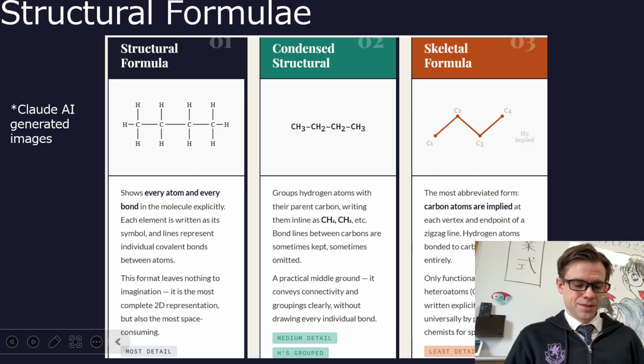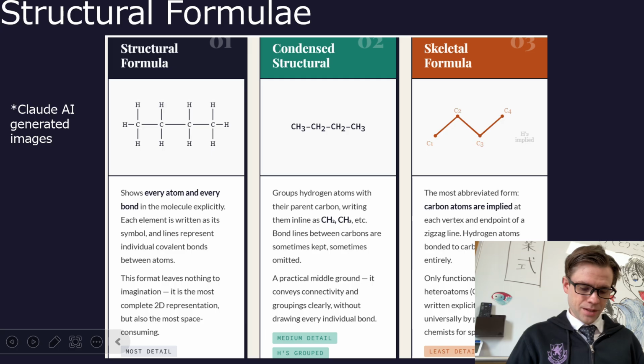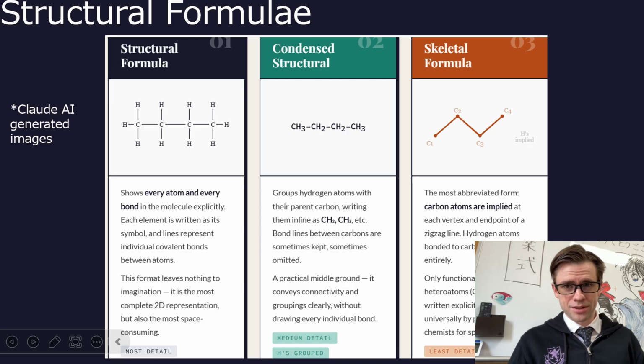Condensed structural then, this is a little bit more compact. It could even be more compact than what I've drawn here. You don't even have to draw any bonds at all in the condensed structural formula. But this is nice, it kind of fits in a line. You could write this in a Microsoft Word text line. That's a good point about it. So groups of hydrogen atoms, along with their parent carbon, are written as one unit, like CH2 or CH3 or CH, etc. Bond lines between carbons are sometimes kept or sometimes omitted. This is a nice practical middle ground. You can draw it pretty quickly, but it does contain all the information of all the atoms.